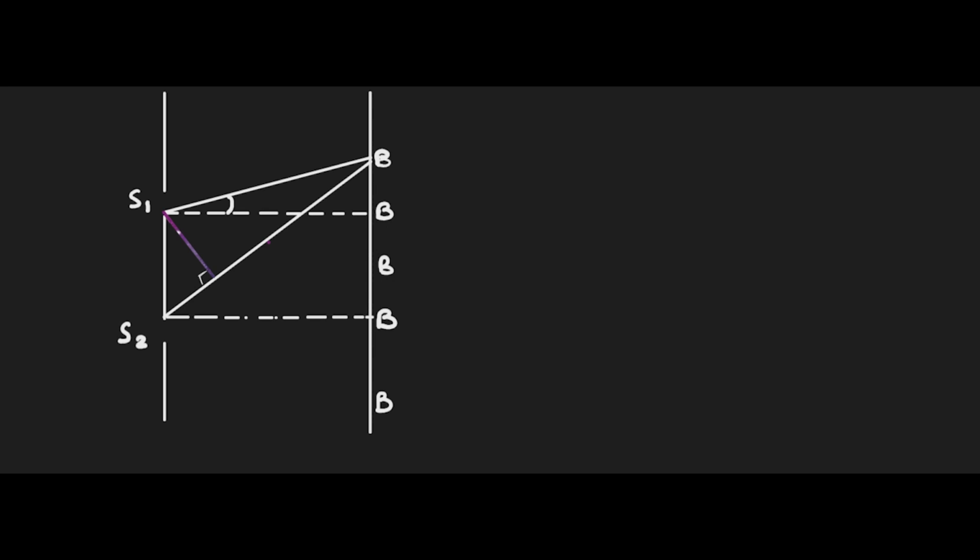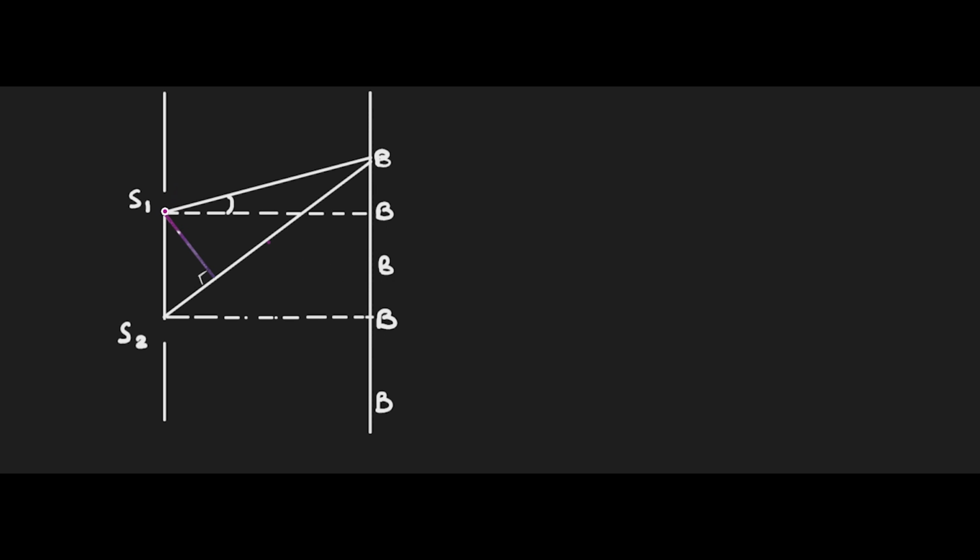Now let's consider a wave train entering slit 1 and slit 2. They undergo diffraction and then interfere with one another, forming a series of constructive interferences and destructive interferences, resulting in bright fringes and dark fringes on the screen. Now, we are here to derive the equation of Young's double-slit experiment.